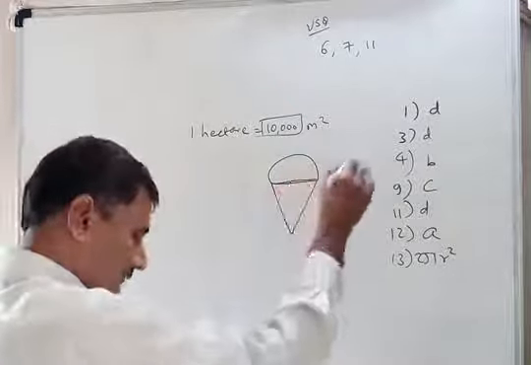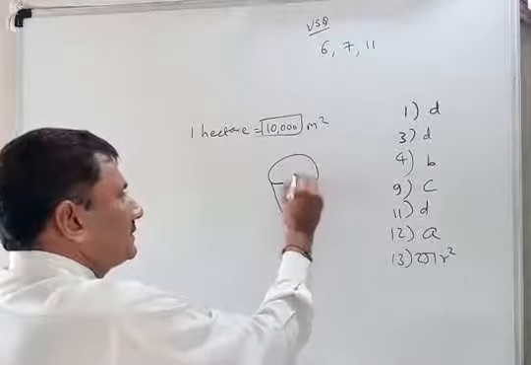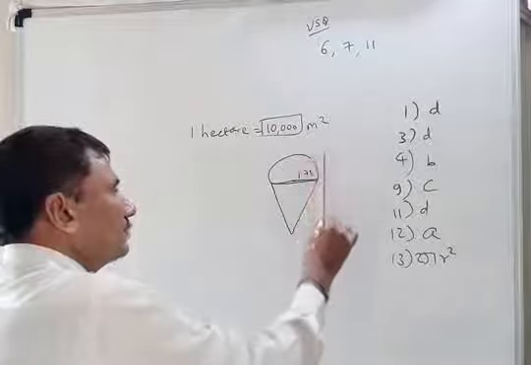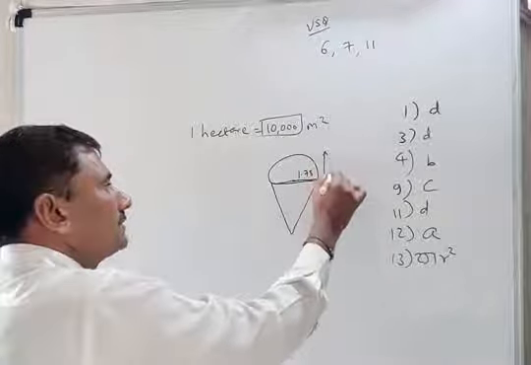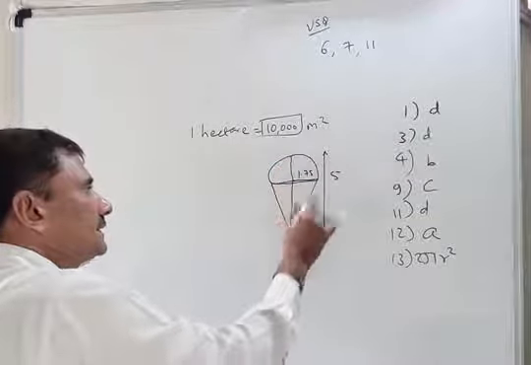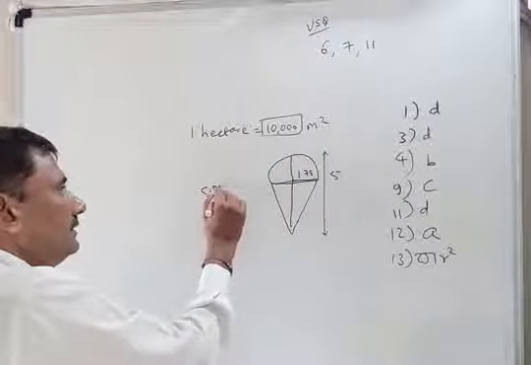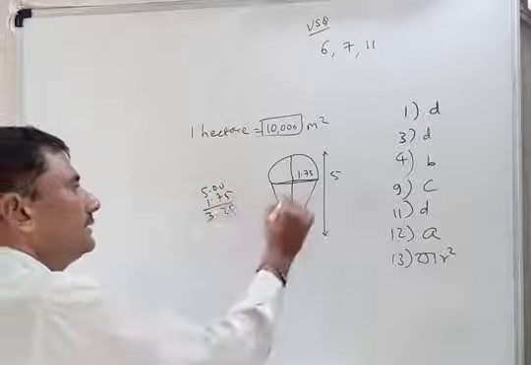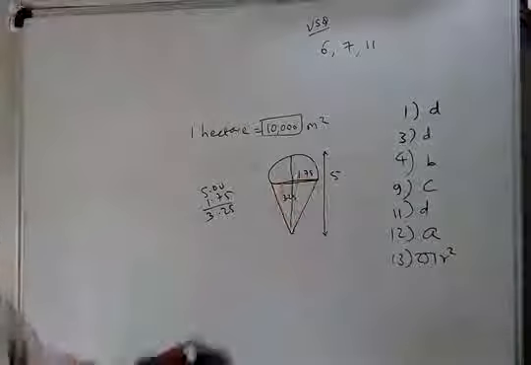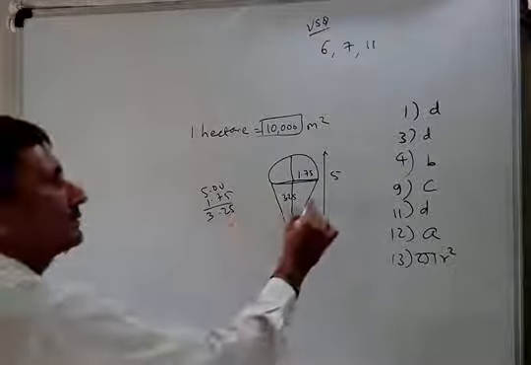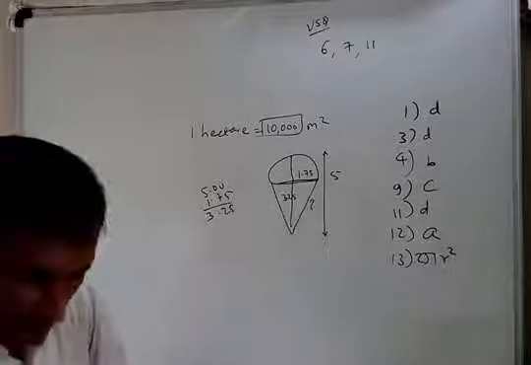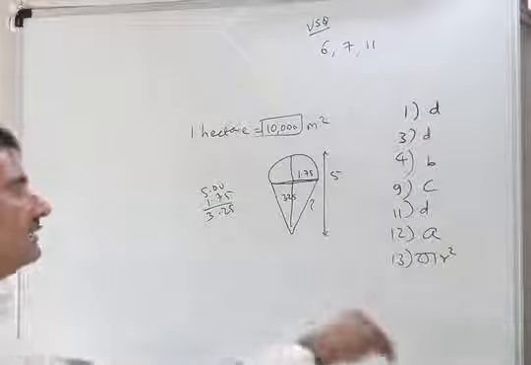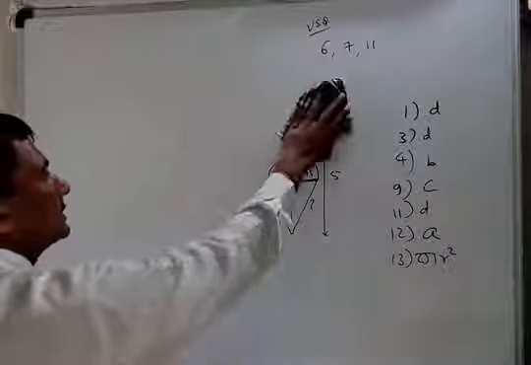3.5 is given here as the total, so half of it will be 1.75. And the height is given as total 5. If you subtract 5 minus 1.75, it becomes 3.25. Now the problem arises of how to find the slant height here, because the numbers are somewhat problematic. That I am now going to explain.